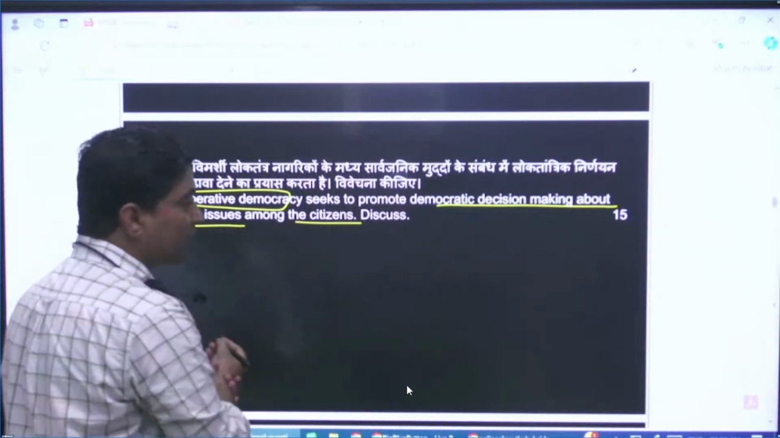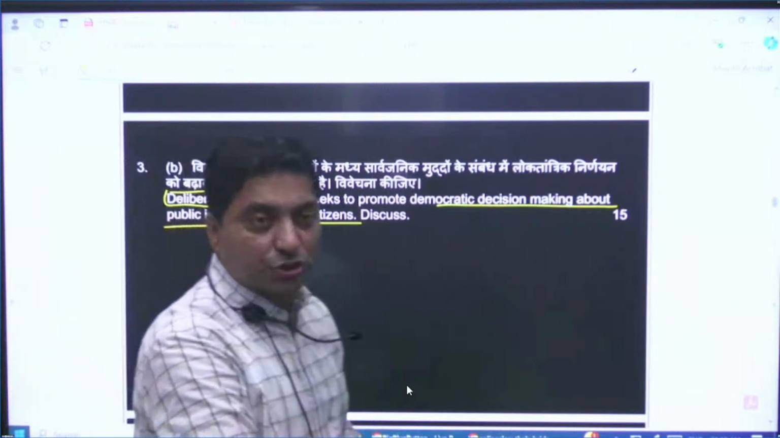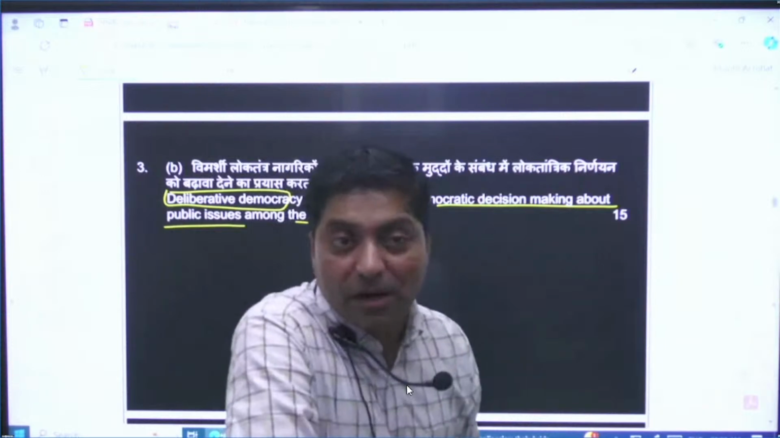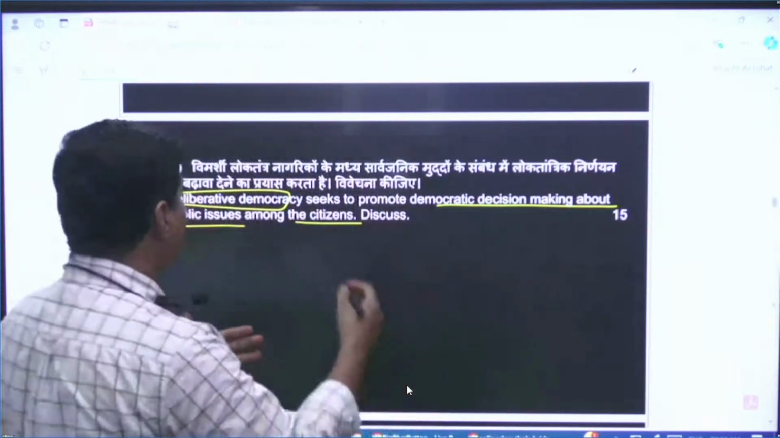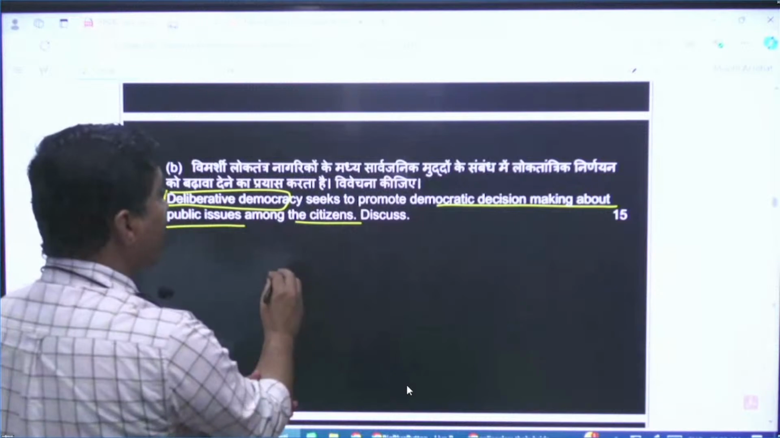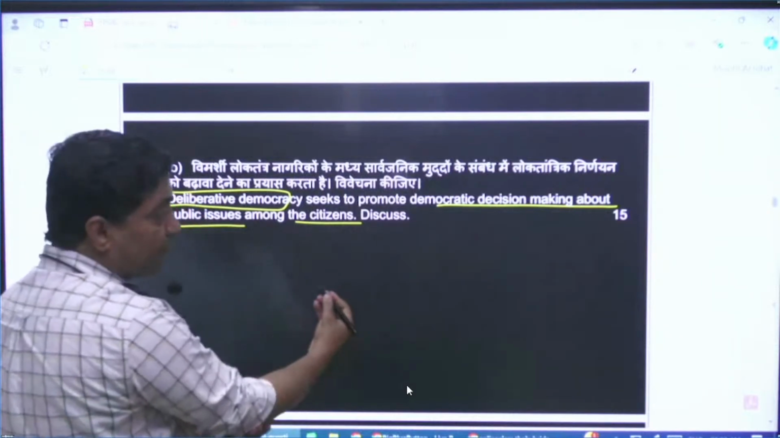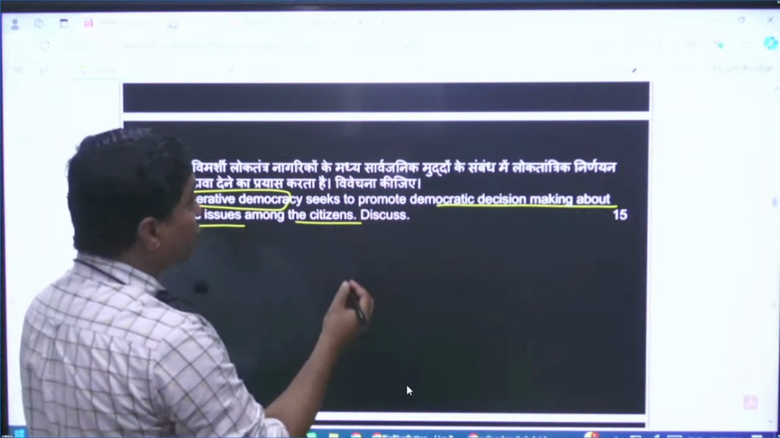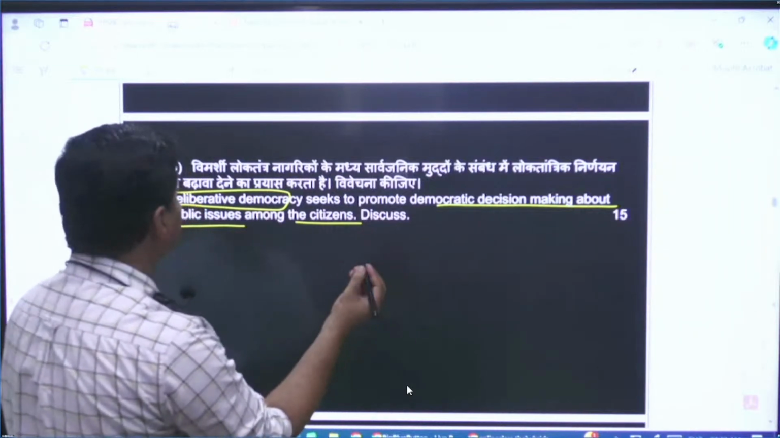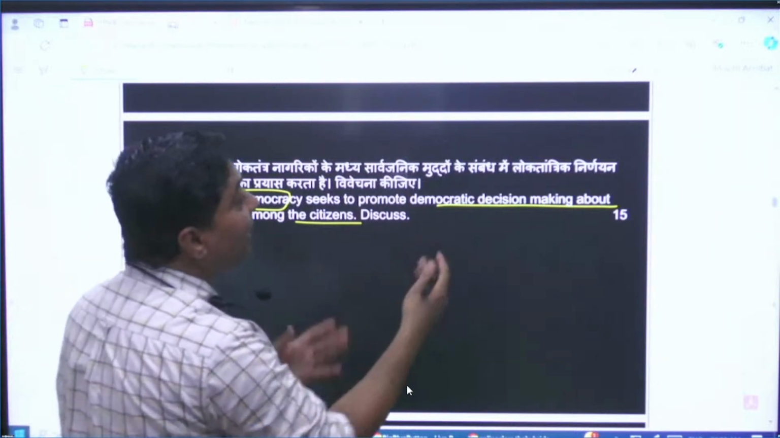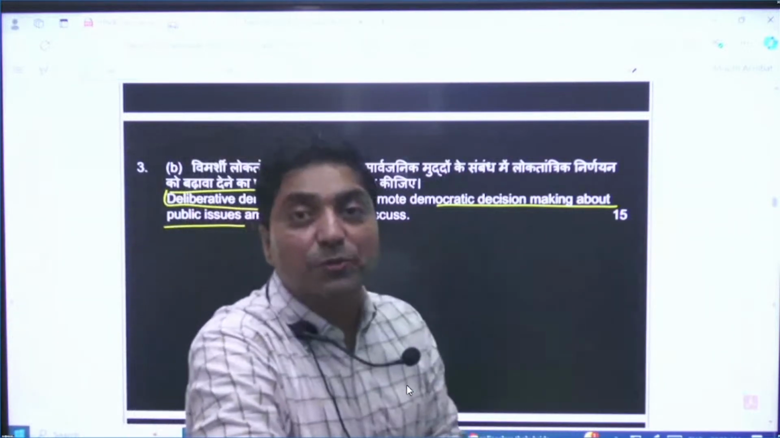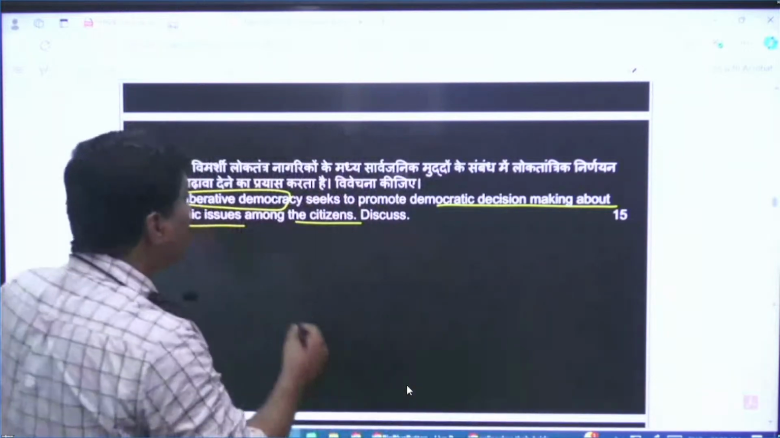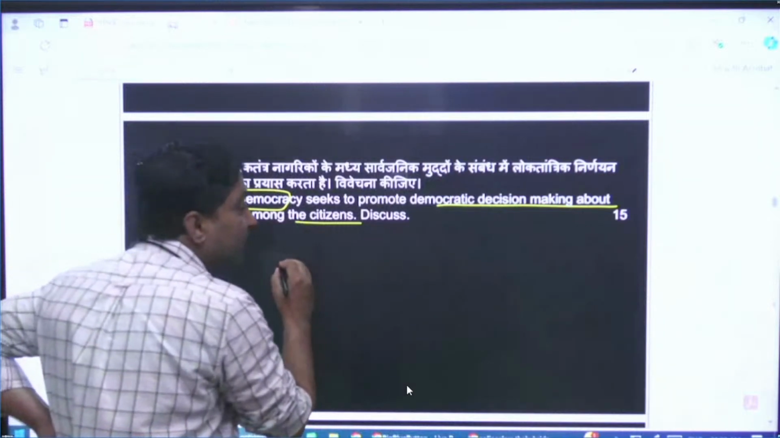The major exponents of deliberative democracy are Aristotle, Seyla Benhabib, Joshua Cohen, and Jürgen Habermas. Now, deliberative democracy seeks to promote participation and deliberation, right? Deliberation in democracy promotes collective decision making, a decision that should be taken by all, and there should be consensus in the decision. And this deliberation can be initiated by anyone.